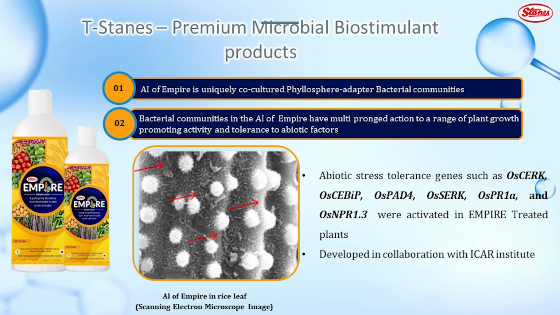That is a single microbe based product, and this is a microbiome based product which we developed in coordination with an ICAR institute. Here we have co-cultured around 10 microbes for bioefficacy, a 10 bacterial microbiome. And the main role is that it helps in silica solubilization, which helps in abiotic stress tolerance. We also conducted studies with a reputed ICAR institute, and we have identified that these abiotic stress genes are getting activated when you apply this product on the crop.